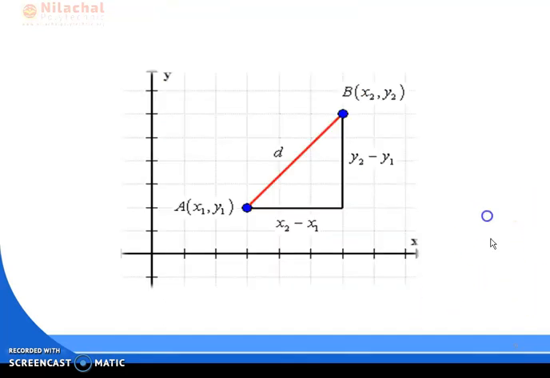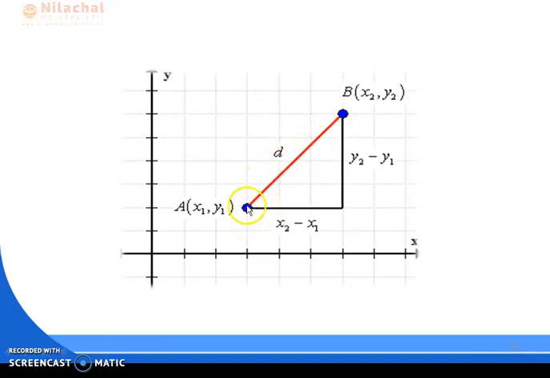Let's see how to find this distance. We know the Pythagoras theorem. What is the Pythagoras theorem? H is for hypotenuse, p for perpendicular, b for base. The formula is h square equals p square plus b square. Here, A is the point (x1, y1) and B is the point (x2, y2). This red line is called the distance, D for distance. We find out this distance.